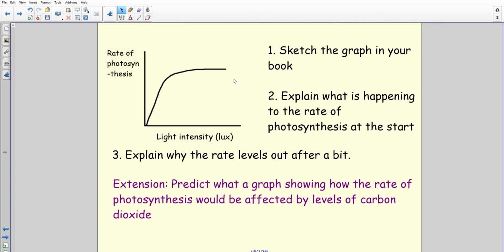Can you sketch this graph? Can you explain what happens at the start? So when it's low, when it's down here, the start means, if I just highlight that quickly, this bit here. That's the start. In fact, I'll highlight both of those to remind you of that. And what happens after a bit, eventually, over here. After that, can you predict what a graph showing carbon dioxide levels would look like as well? Pause the video now and have a go at those questions in your books.